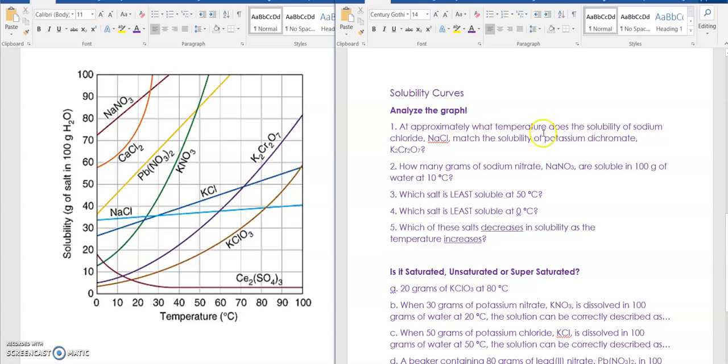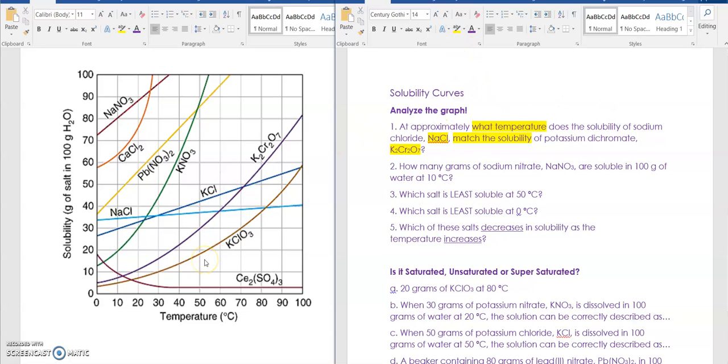It says, at approximately what temperature does the solubility of sodium chloride match the solubility of potassium dichromate? So it gives me the names, and it also gives me the chemical formulas of these compounds. This question is asking me, at what point do their solubilities match? And it's telling me I need to tell them a temperature.